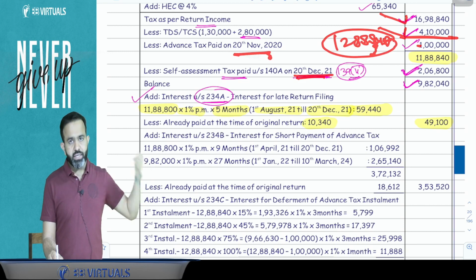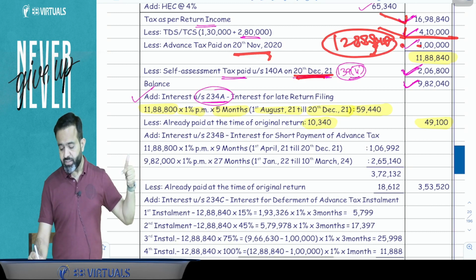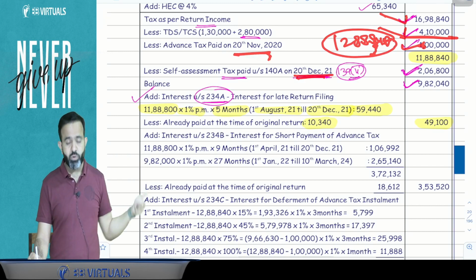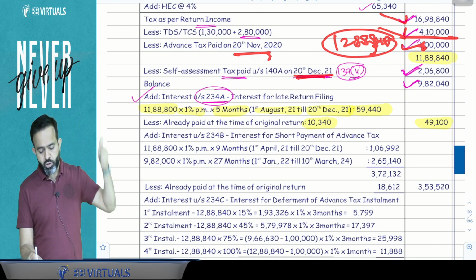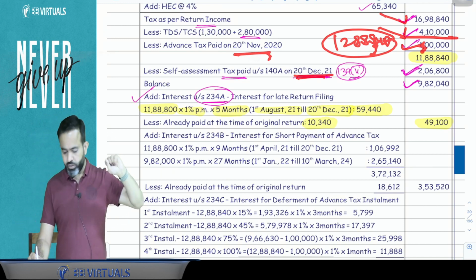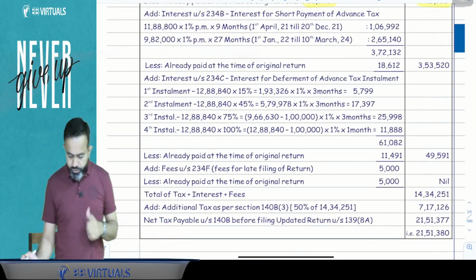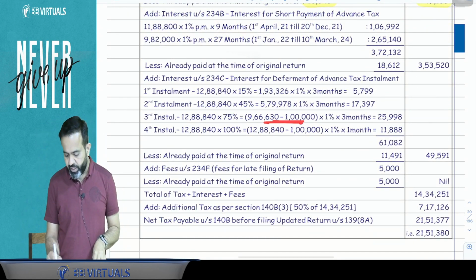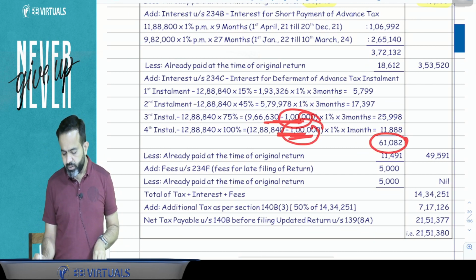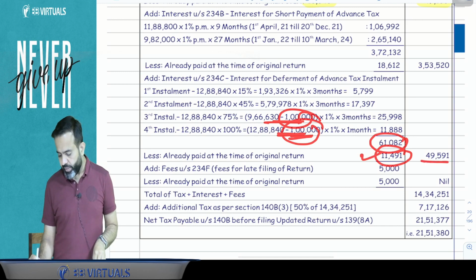So in the third installment you will consider the 1 lakh rupees, and for the third and fourth installment you will take only 12,88,840. You understood my point or not? Yes. So here guys, in the third installment and fourth installment, I have considered the 1 lakh rupees advance tax you paid, and this is the 234C. You already paid this much 234C earlier. So the remaining is the 234C interest.